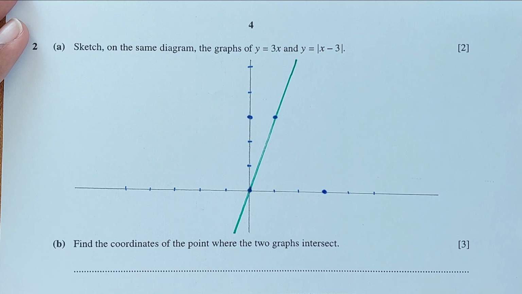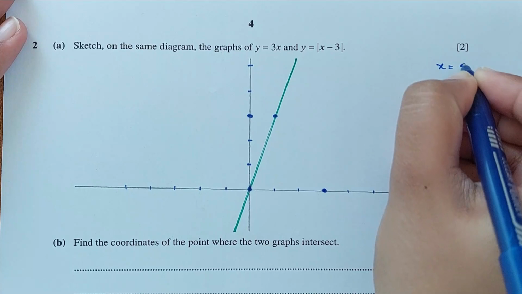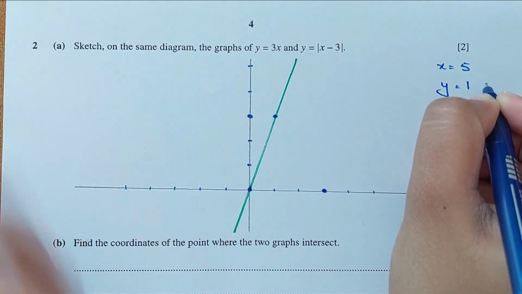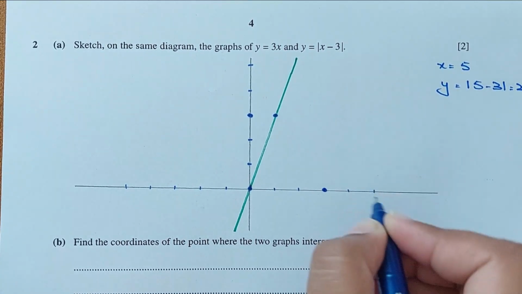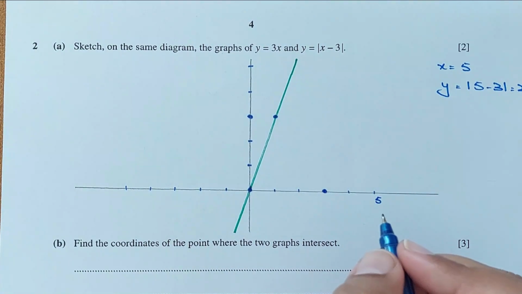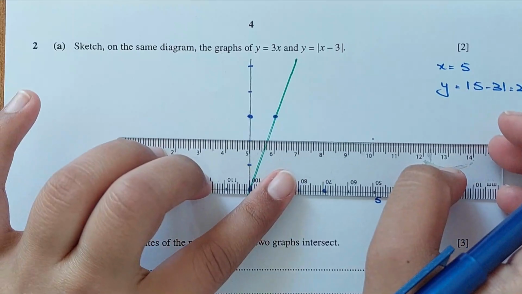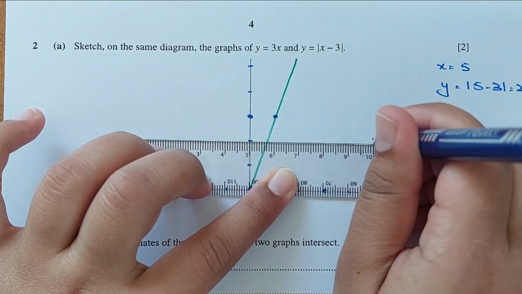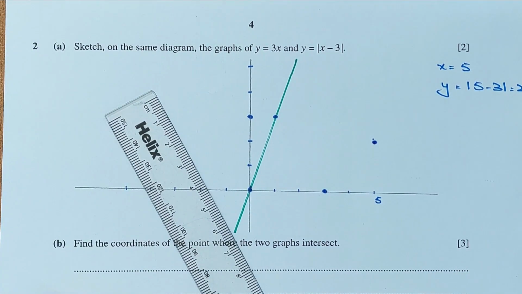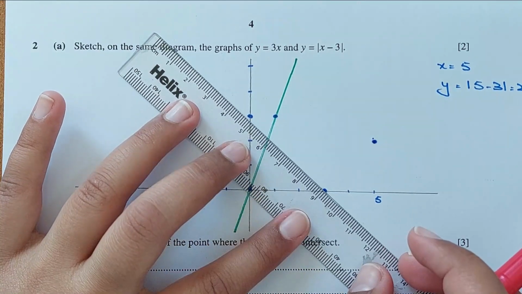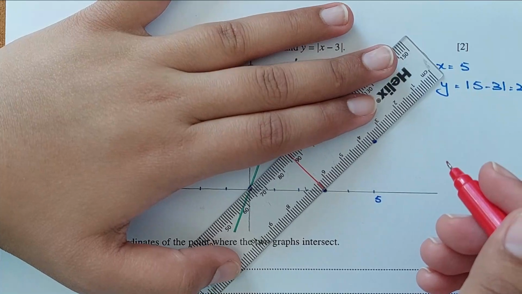Let me take another point on the curve. When x is 5, what is the y value? The absolute value of 5 minus 3 is 2. So x equals 5 and y equals 2 is over here, this point. Let me sketch the V-shaped graph for the absolute function.